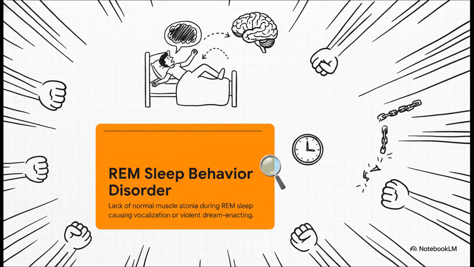Staying in the REM phase, we encounter a severe physiological failure, REM sleep behavior disorder. Remember our baseline? REM sleep is supposed to feature complete muscle atonia. Well, in this disorder, that atonia fails. Because the brain is highly active but the body is no longer paralyzed, patients will vocalize or physically enact complex, often really violent dreams. We're talking literal limb-jerking, running, or punching in bed.